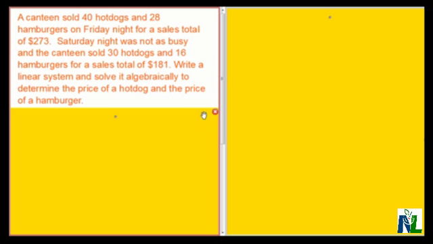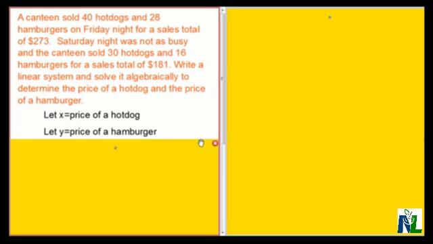The unknowns in this problem are the price of a hot dog and the price of a hamburger. So I'm going to let x equal the price of a hot dog and y equal the price of a hamburger. Now I have to set up a system of equations and solve it to determine x and y.